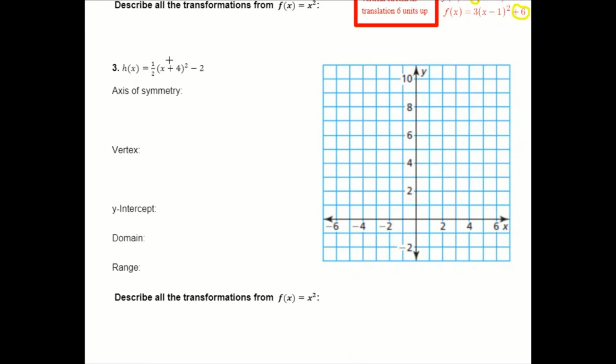Example 3 is 1/2 times (x + 4) squared minus 2. So let's jump right into this. Our vertex, oh, not yellow. That's kind of hard to read. Our vertex is going to be (-4, -2). Our axis of symmetry will be x equals -4. So let's go ahead and plot our axis of symmetry and our vertex on here. So -4 is going to be right about here. There's our axis of symmetry. And then let's try to make it a little more centered. There we go. It looks a little better. And then our vertex is at (-4, -2), right down here.